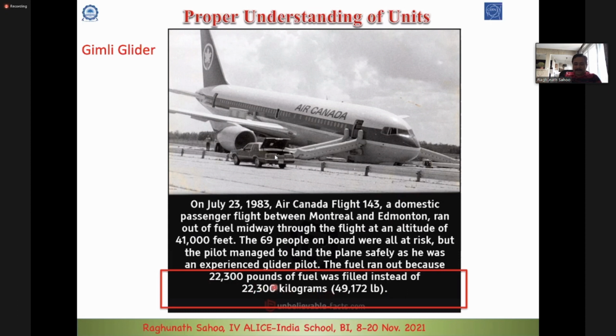And the amount of fuel the flight was carrying was almost half of what is required to travel from Montreal to Edmonton, right? This conversion created so much of a problem. But anyway, thanks to the pilot, who was a glider pilot, he could land it somewhere. You can Google Gimli Glider to know the beautiful story. But my point is not the Gimli Glider. My point is that converting between non-SI or CGS units and your natural units can sometimes cost you a lot. So this conversion matters, units matter. That is why I warn you that in high energy physics, while dealing with natural units and making a physical realization of the numbers, you should be a little cautious. That is my point in bringing up this example.